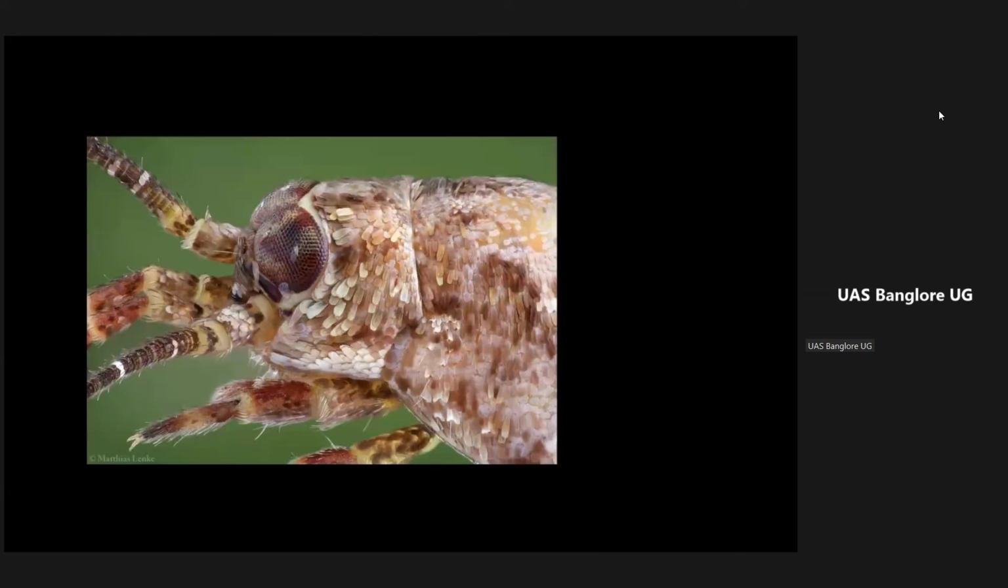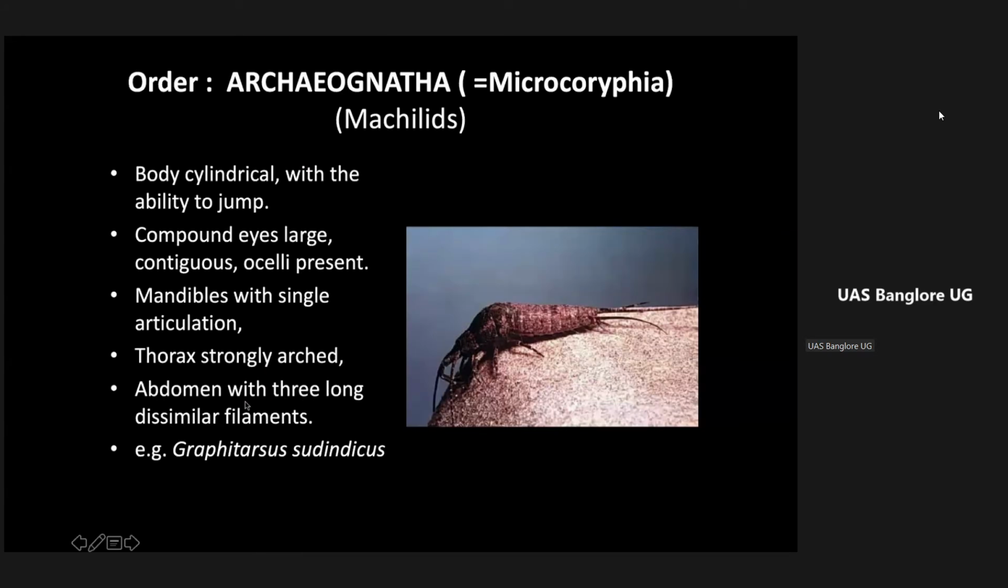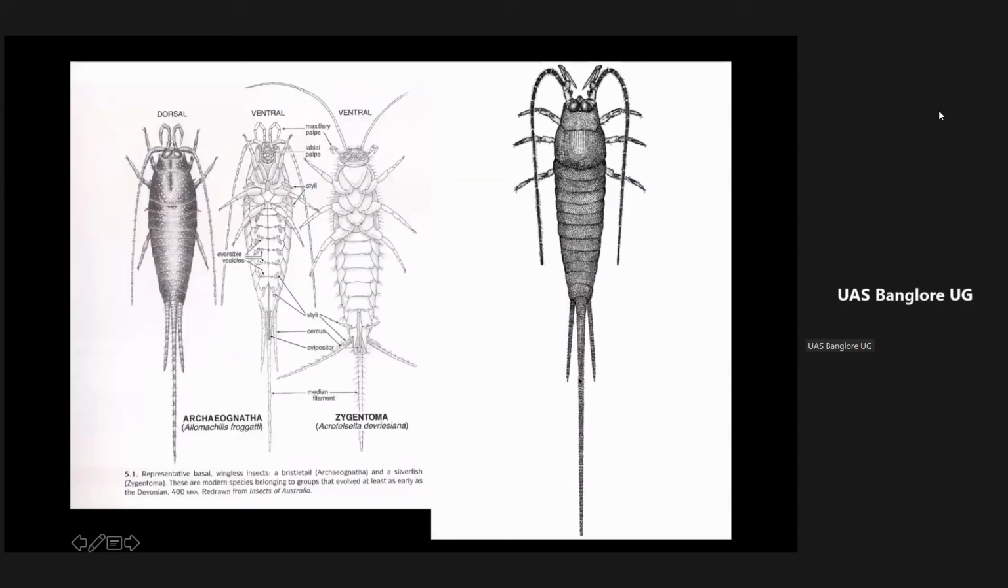There are a few more characters. Abdomen with 3 long dissimilar filaments. Dissimilar, 3 long, they are not equal. Why I'm telling you this is that silverfish looks like this, same as the Archaeognatha, but their tails are all equal. That's how you can differentiate. Eyes contiguous, body arched, 3 long filaments that are not similar. Because of that, we call them Archaeognatha.